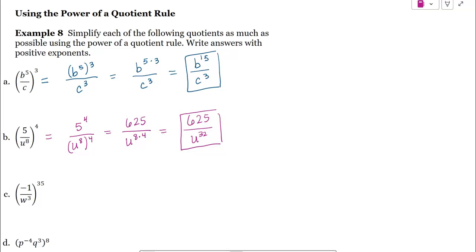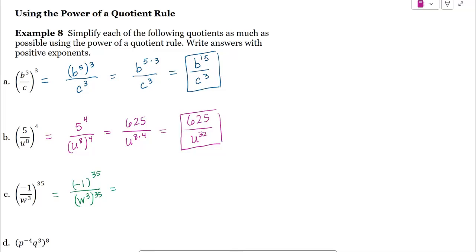Example C, I have a -1 raised to the 35th power, and then w cubed, and then to the 35th power. Now looking at the numerator, I've got -1 times -1 times -1. I've got that 35 times. So I've got an odd number of them.